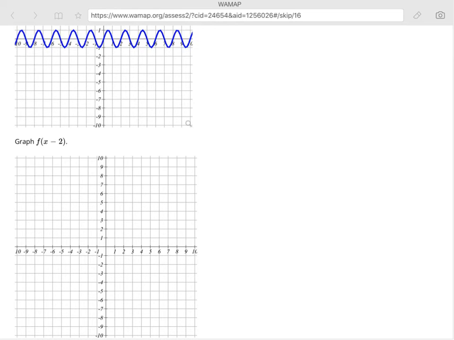So I'm going to be taking the same points as I have in the original one up here and moving them to the right too. So my first point that I like to grab is this one. And so that point is going to be moved to the right 2 as well. So I'm going to be putting my first point right there at 2, 0.